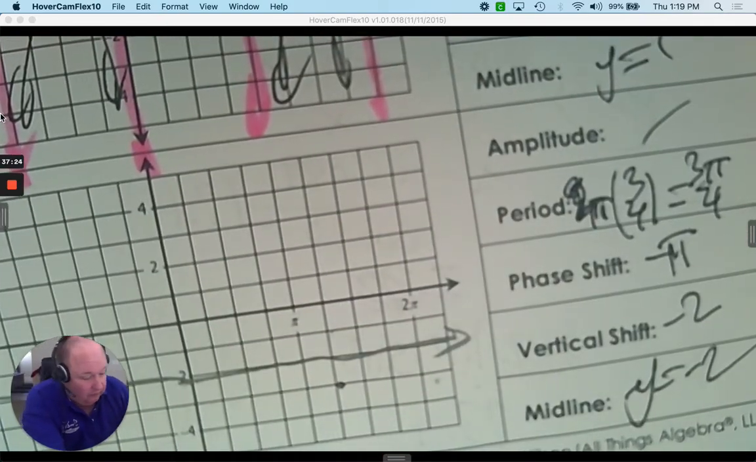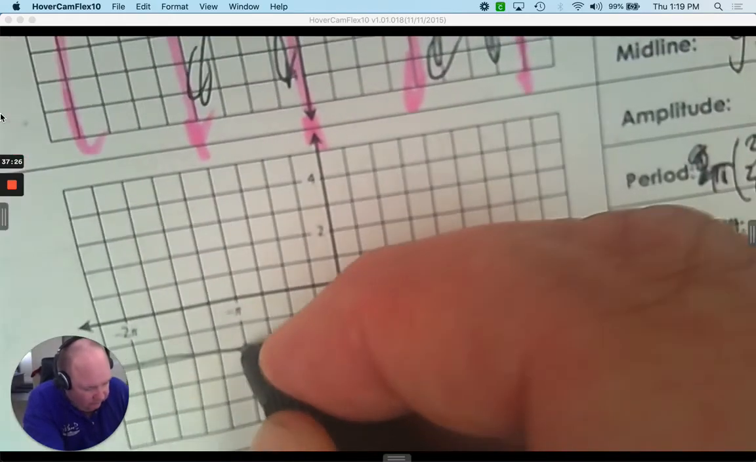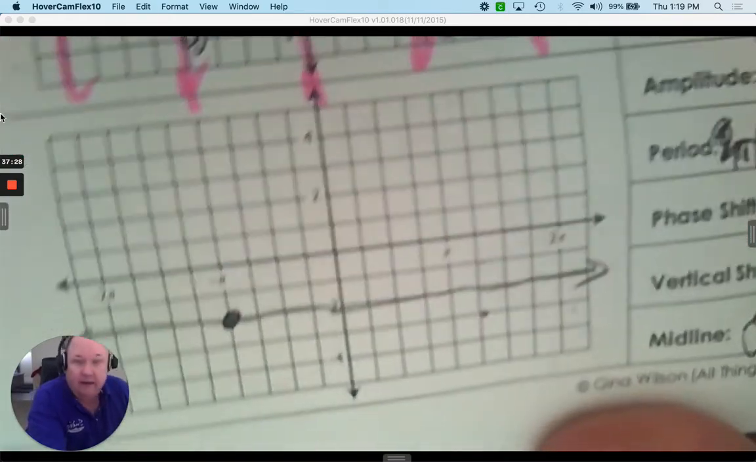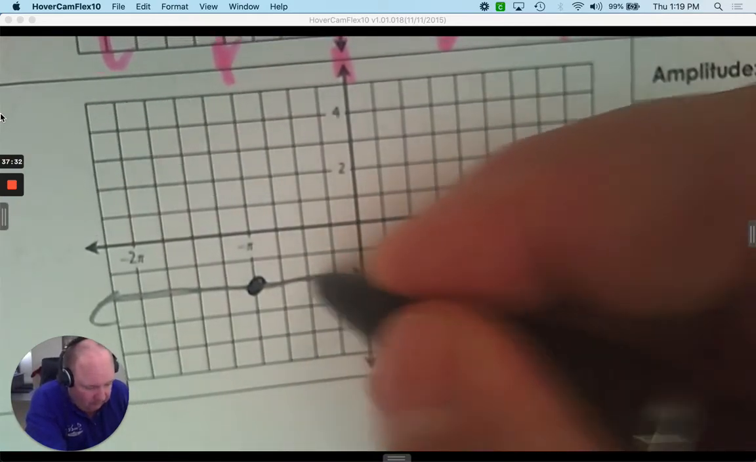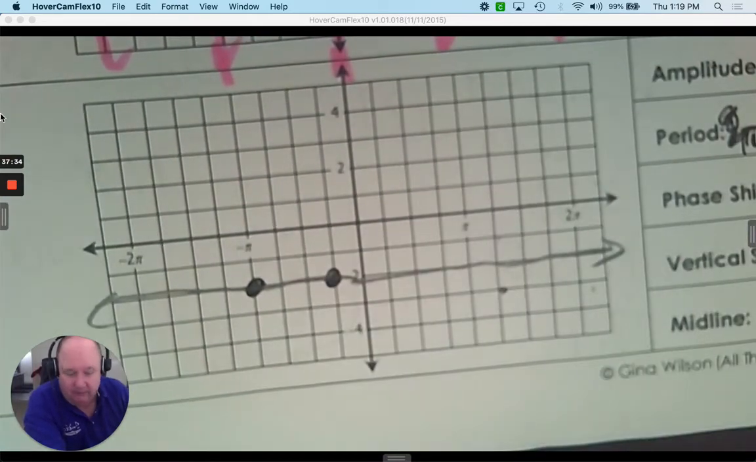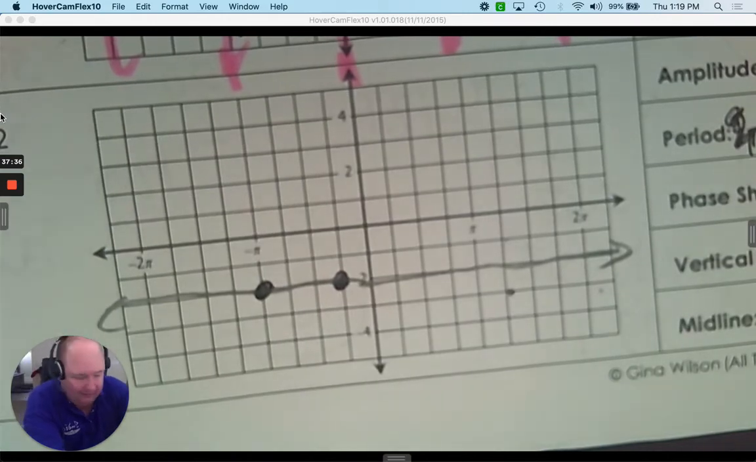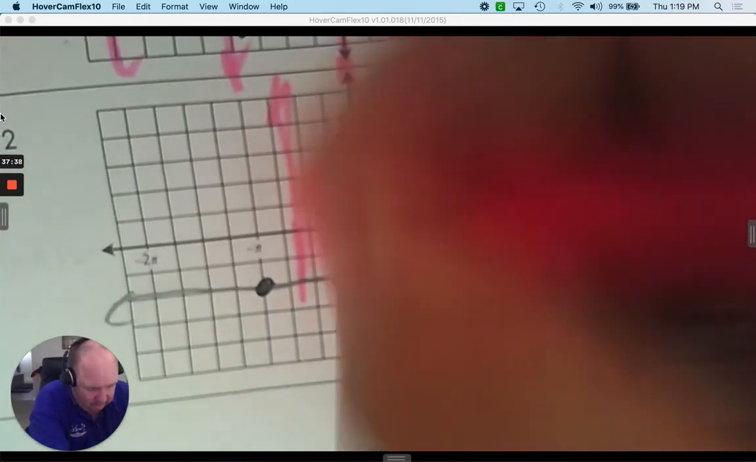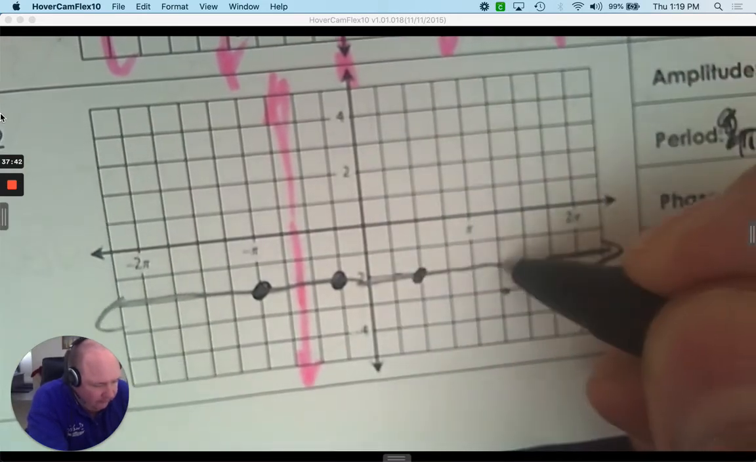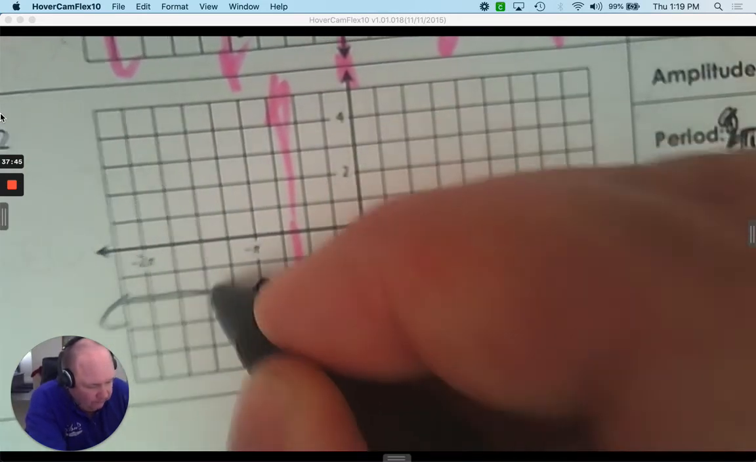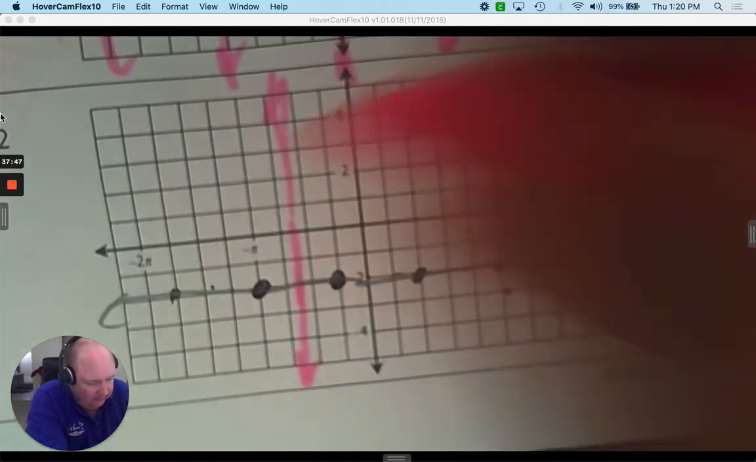Tangent starts at the point of inflection. So at the phase shift, right on the midline, I'm going to start there. That's where my graph starts. The period is 3 to the right. 1, 2, 3. Also a point of inflection. In between is an asymptote, and we're going to get our pattern. So let's go 1, 2, 3. That's plenty. In the middle are asymptotes.